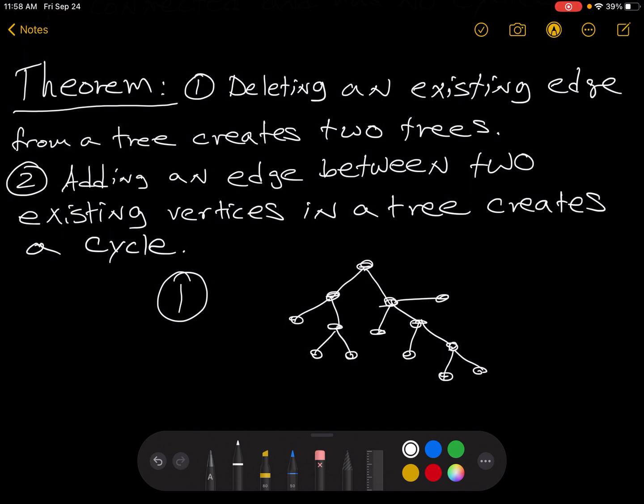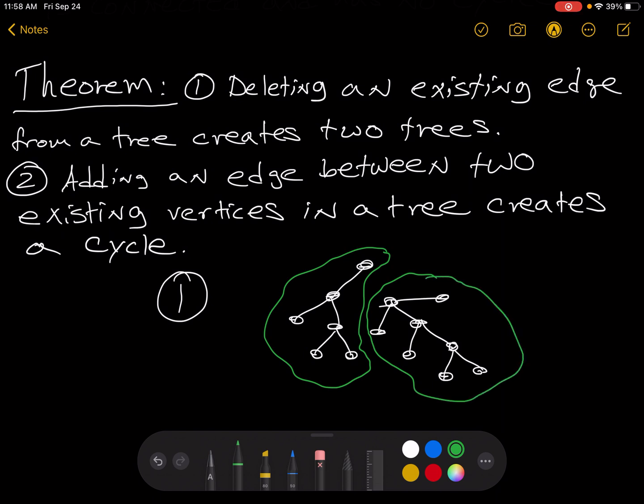Now let's delete any existing edge in this tree. We have lots of edges to pick from. Let's delete this edge right here. I'm going to delete this edge, boom, and look what happens. We have two trees. This right here is a tree. Let me circle that in green. We have that tree, and we also have this other thing. That's a tree.